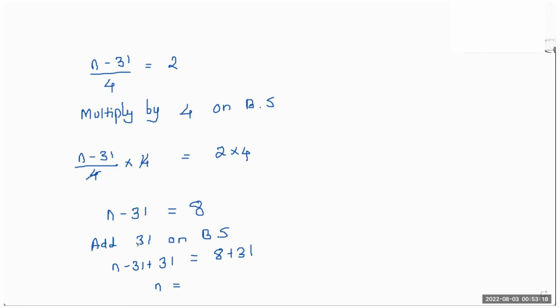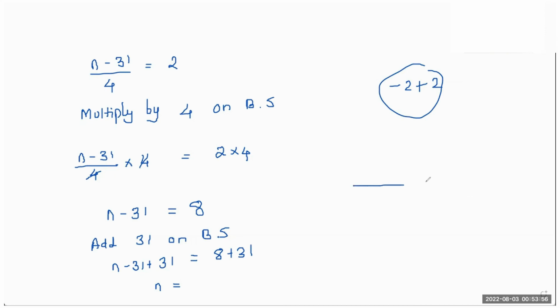Because 31 plus 31 is 62. No, but this is n minus 31, right? Minus 31 plus 31. Wait, so how do we solve that? What is minus 31 plus 31? Tell me, what is minus 2 plus 2? It's minus 4. No. Wait, it's 4. No, it's not 4.